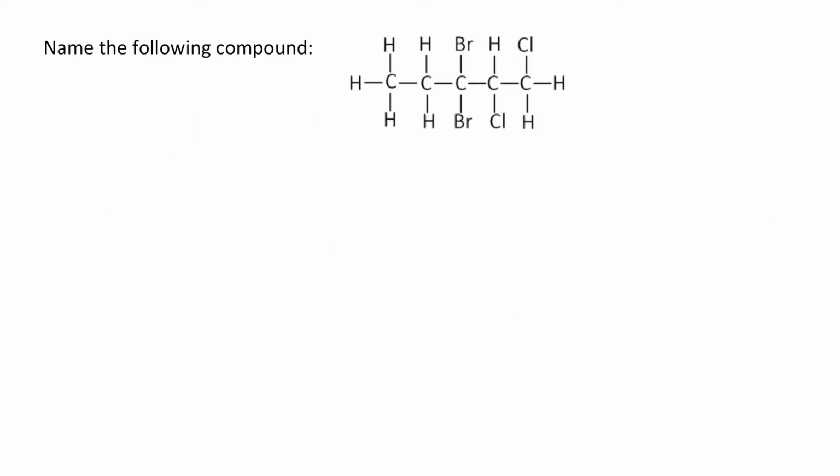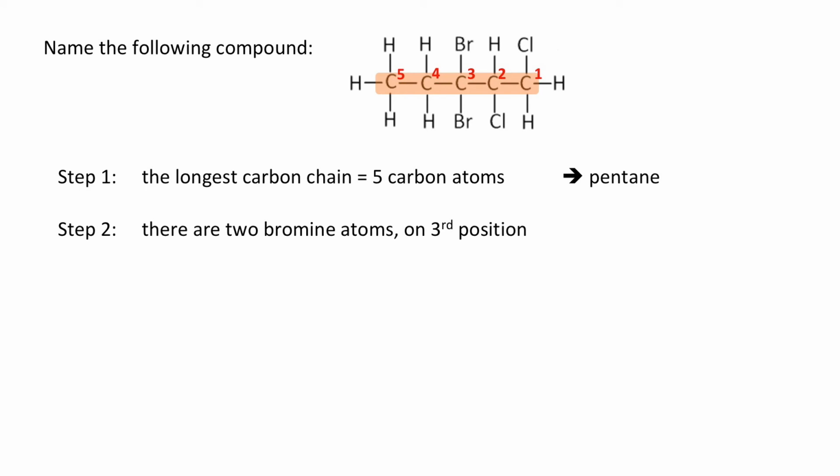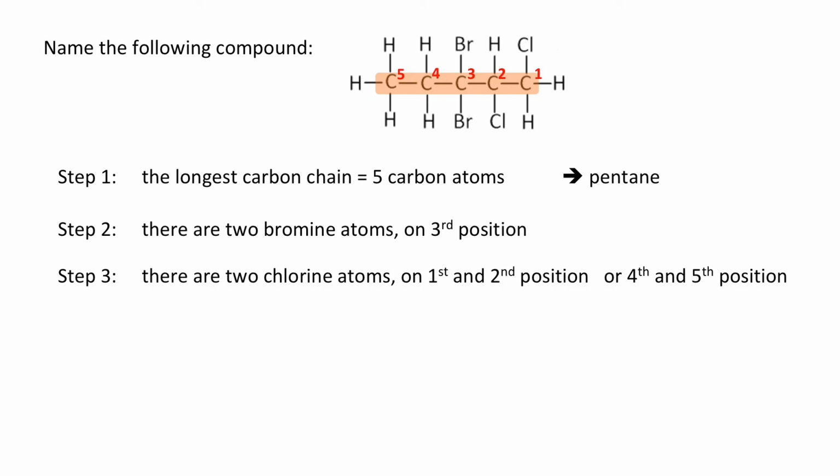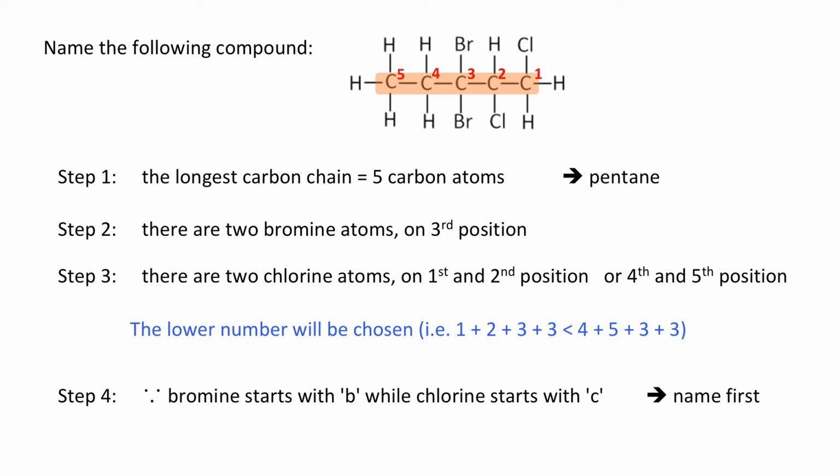Finally, we use this one as an example. For the longest carbon chain, it contains 5 carbon atoms, so this is a pentane. No matter which direction you choose, the bromine are connected to the 3rd carbon or the 3rd position. There are 2 chlorine atoms, either in the 1st and 2nd position or in the 4th and 5th position. We choose the smaller number again. Finally, because bromine started with B and chlorine start with C, the bromine should be labeled first, and the name is 3,3-dibromo-1,2-dichloropentane. And this is the end of this section.